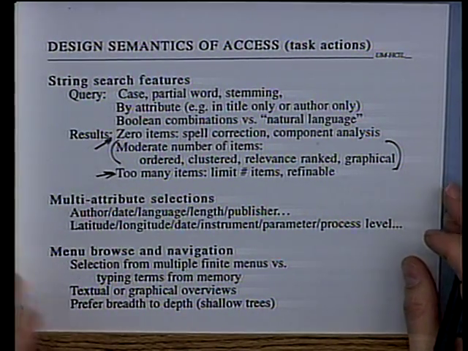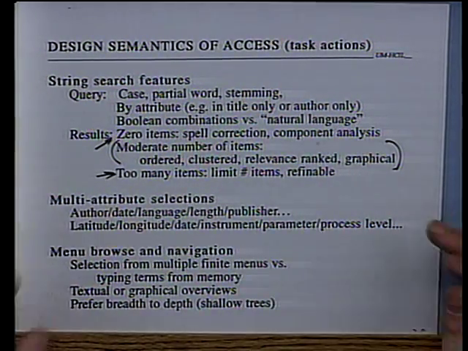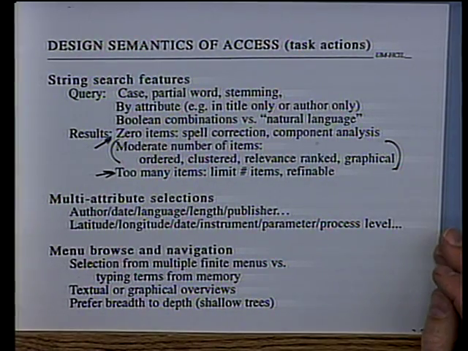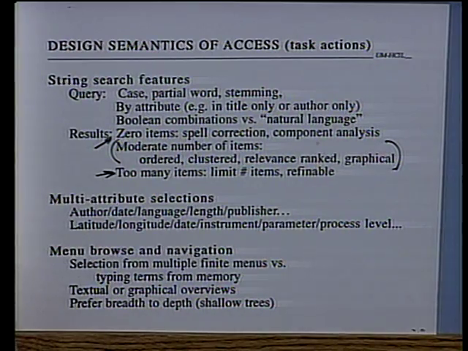Multi-attribute selections are another typical way of finding things. Typically you get a form fill-in and you can fill in any one of the categories. Do you know the author or the date of the book or the language? You can specify one or multiple items in each category.